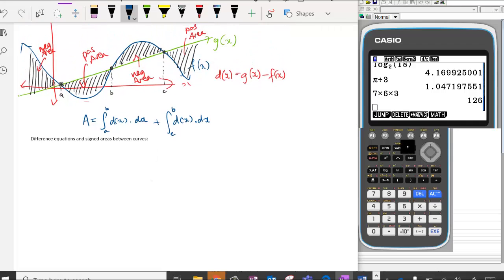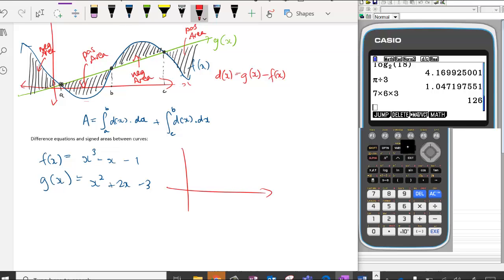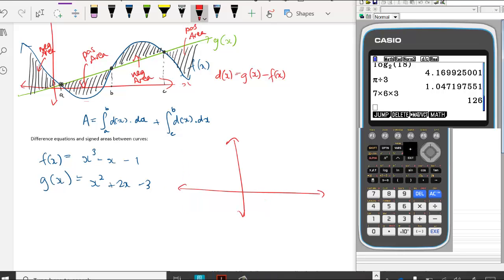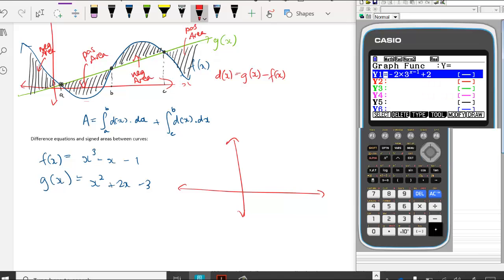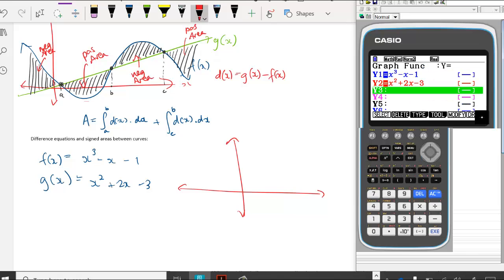Let's say that my first function is f of x equals x cubed take x take 1, and my second function, g of x, is x squared plus 2x take 3. So two polynomial functions. When we want to think about the difference function, we're going to subtract one from the other, but the first thing we should do is draw a sketch of it. So we're going to use our graphics calculator to draw a sketch. So menu, graph, and we put in our two equations.